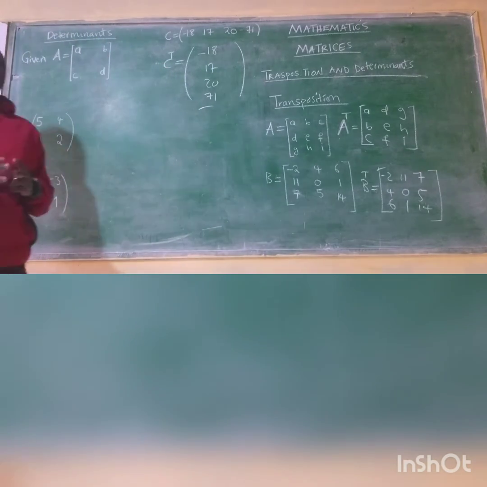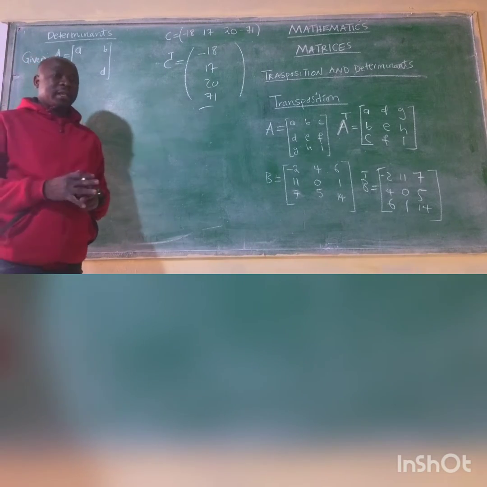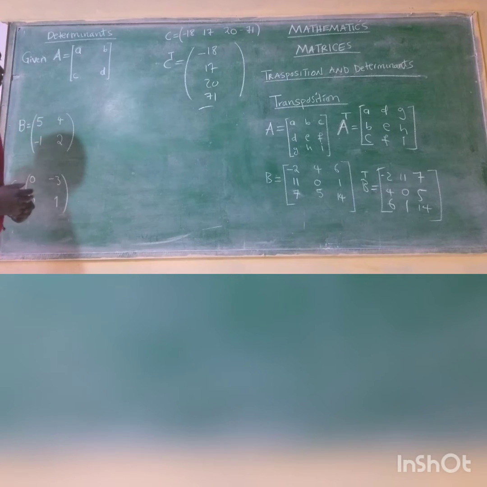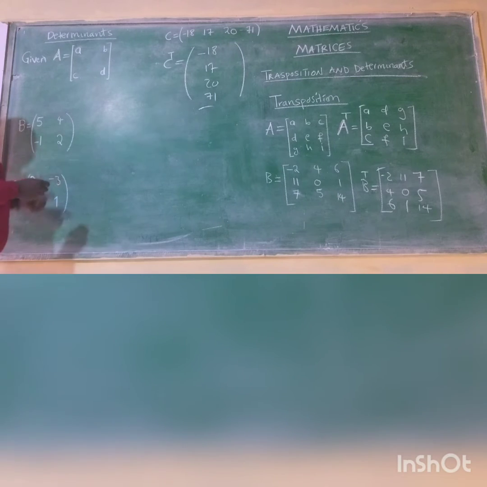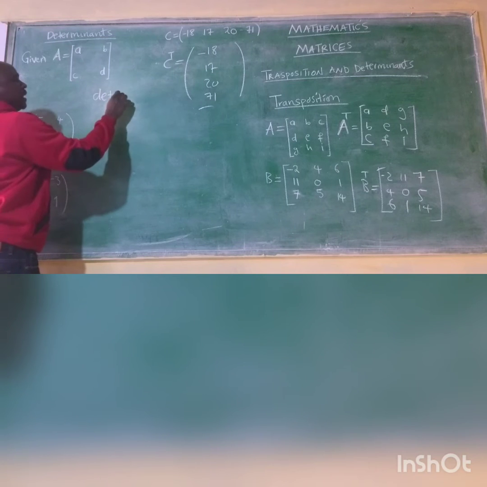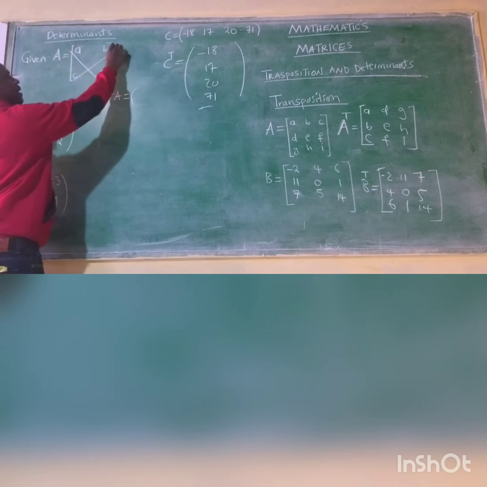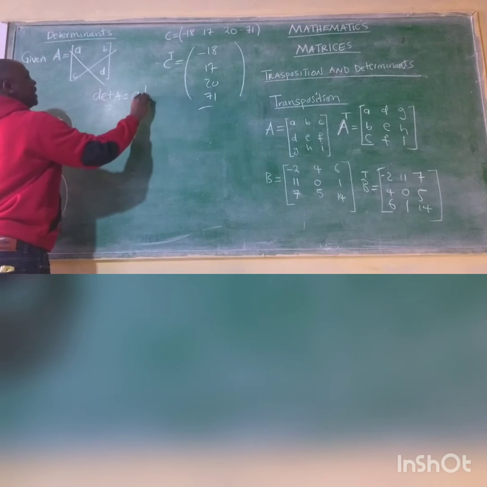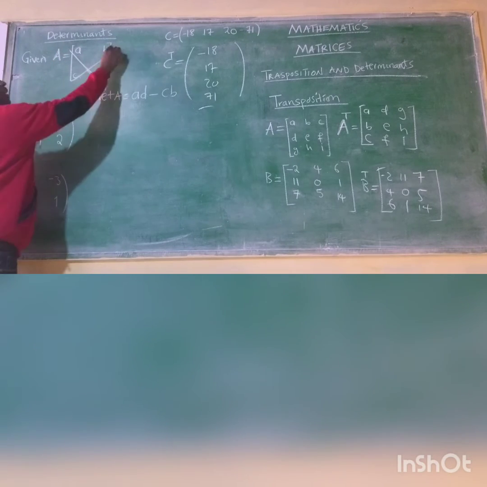Now, remember that at grade 12, we look at the determinant of only a 2 by 2 matrix. We never look at the determinant of a 3 by 3 matrix or a 4 by 4 matrix. We only look at the determinant of a 2 by 2 matrix. So in general, we have a matrix A, which is equal to that. To find the determinant of this matrix, which is also abbreviated as det A, the determinant of A, we multiply the leading diagonal minus the minor diagonal. That is to multiply A, multiply D, then subtract C multiply B. So the leading diagonal minus the minor diagonal.